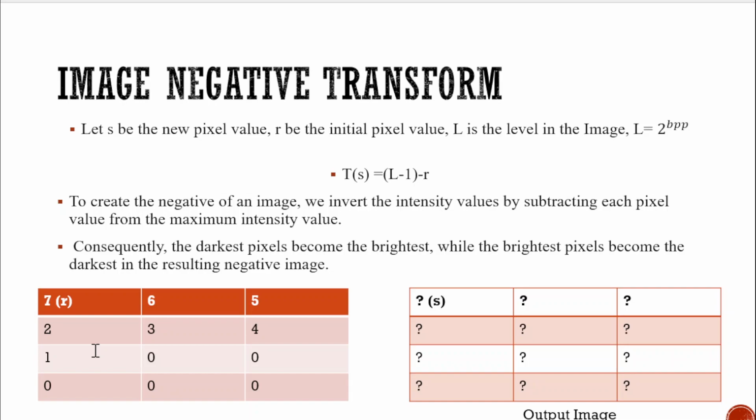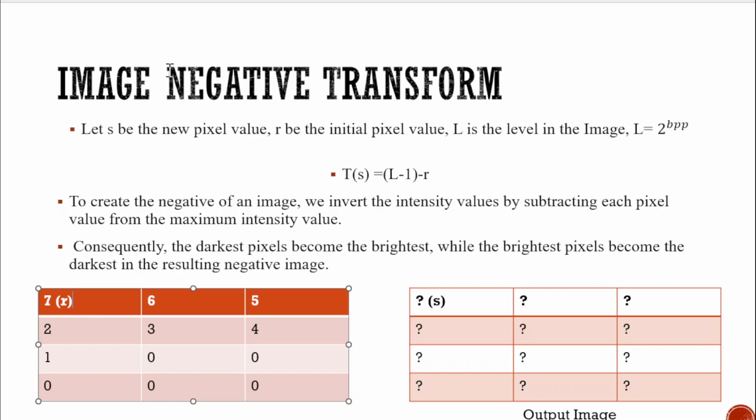A gray image is one in which the values vary between 0 to L minus 1, L being the level in the image. In the last presentation, we understood how L is calculated. L is calculated with the formula L equals 2 raised to power BPP. In this particular case, I'll tell you that BPP here is 3, and hence the maximum value, which will represent white color, here is 7. So 0 is the black value and 7 represents the white color.